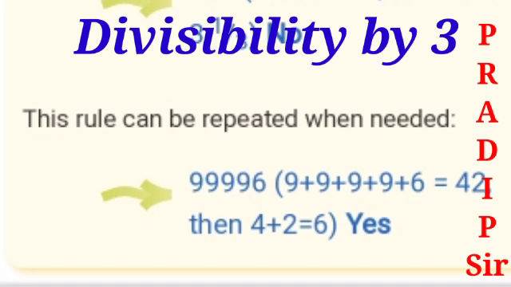But also it can be repeated, like we get the sum of the digits is 42, and again if we add the digits in 42, that means 4 and 2, 4 plus 2 is 6.